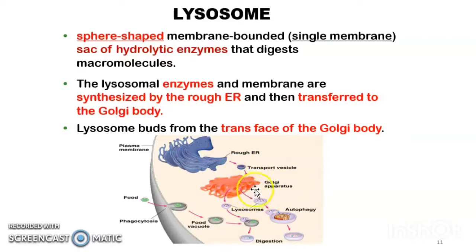So once kita katakan Golgi body is already received the vesicle, later lysosome buds from the trans phase of the Golgi body. Okay, so ni kalau awak nampak dekat sini, yang ni kita katakan sebagai lysosome. The shape of the lysosome is sphere shape. Inside of the lysosome, it has hydrolytic enzyme.